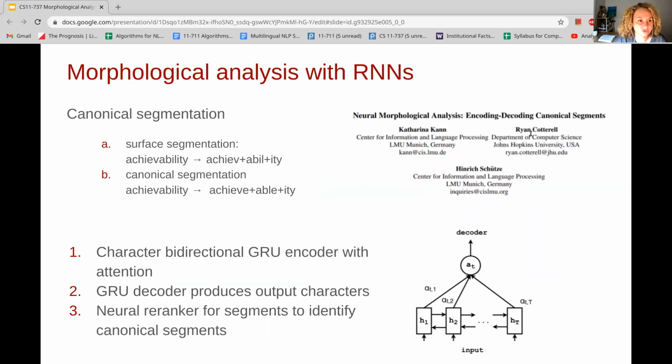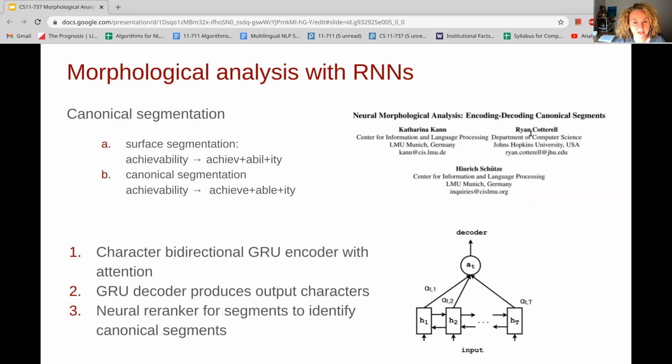Okay, so in 2016, there was a surge of papers that started to replace finite state transducers with recurrent neural networks. This is one of the many examples of such papers, by Katharina Kann and her collaborators, Ryan Cotterell and Hinrich Schütze. They showed how to implement the same task of morphological analysis using recurrent neural networks. I present this paper specifically because it's interesting for two reasons.